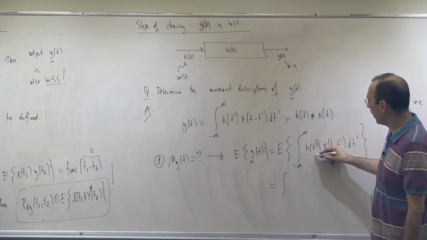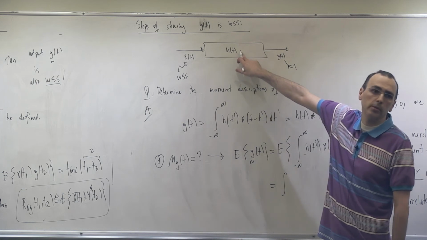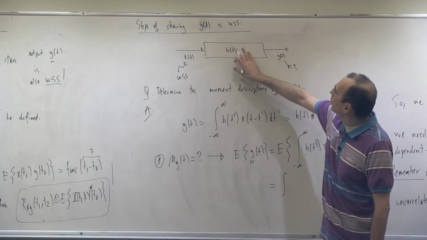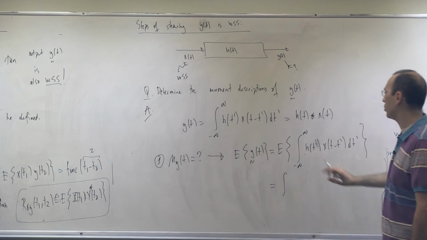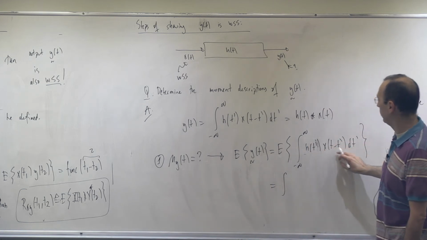The issue is this H, it's not random. There is nothing random about H. This is your filter. This is a deterministic impulse response. These are just a bunch of numbers. They are not changing. This H of t is not changing. So I'm adding things over here, and these are the weights of this.